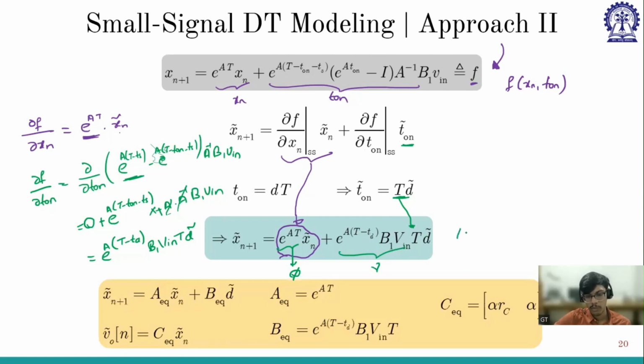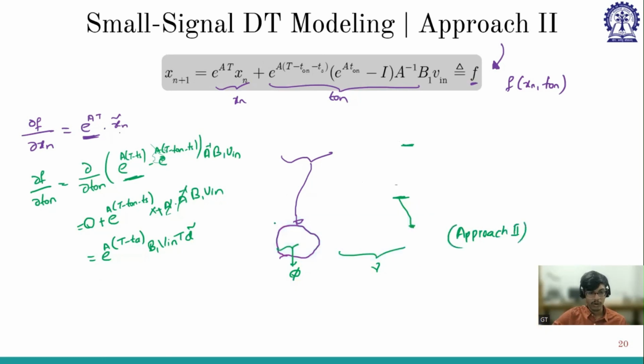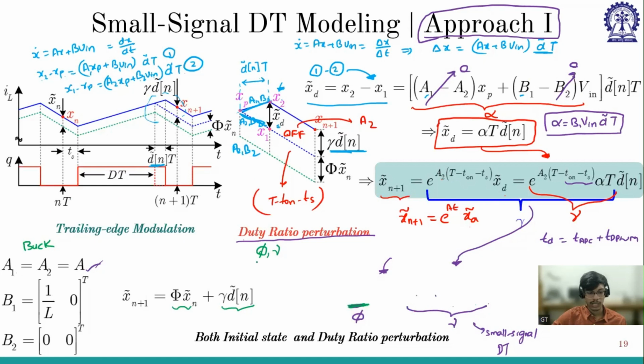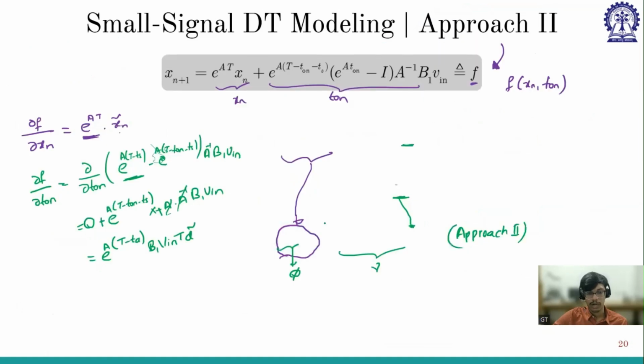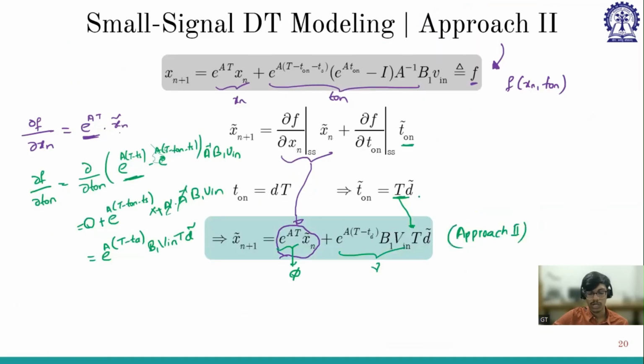So this is approach 2. It might be somewhat simpler because this is more mathematical, and here we have to imagine two kinds of perturbation and then use superposition to implement. So you should be aware of both the methods. But if you want to choose any one method, you can choose this because it is much simpler. You just have to differentiate and get the small signal.